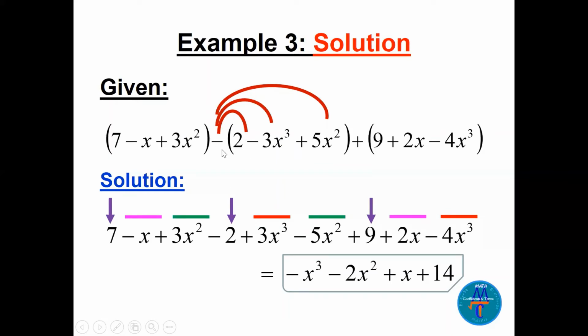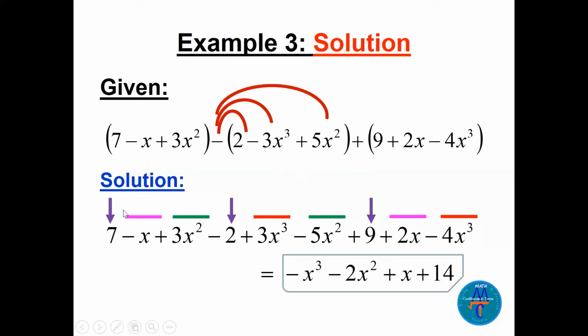I changed all the signs because I have minus. So minus 2, minus with the minus plus 3, minus with the plus becomes minus 5x squared. Here, since I have plus, I just take the bracket and write it down.